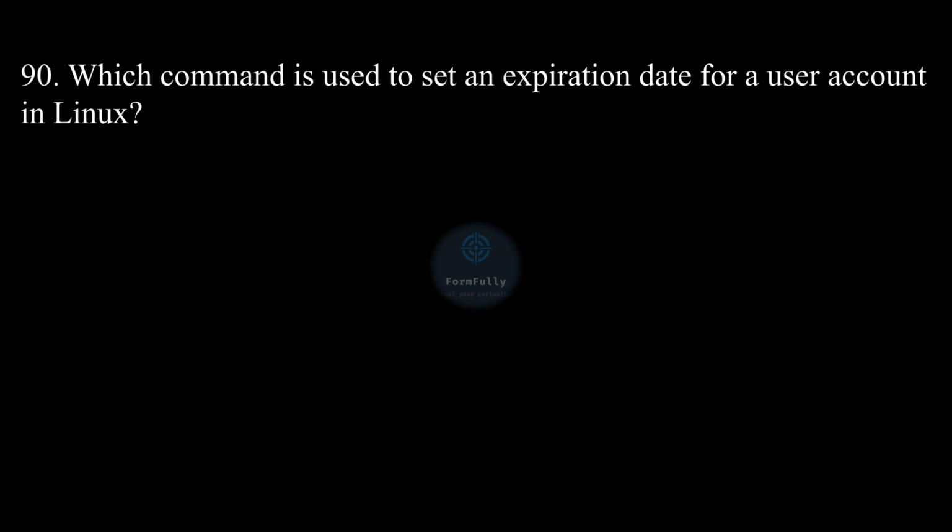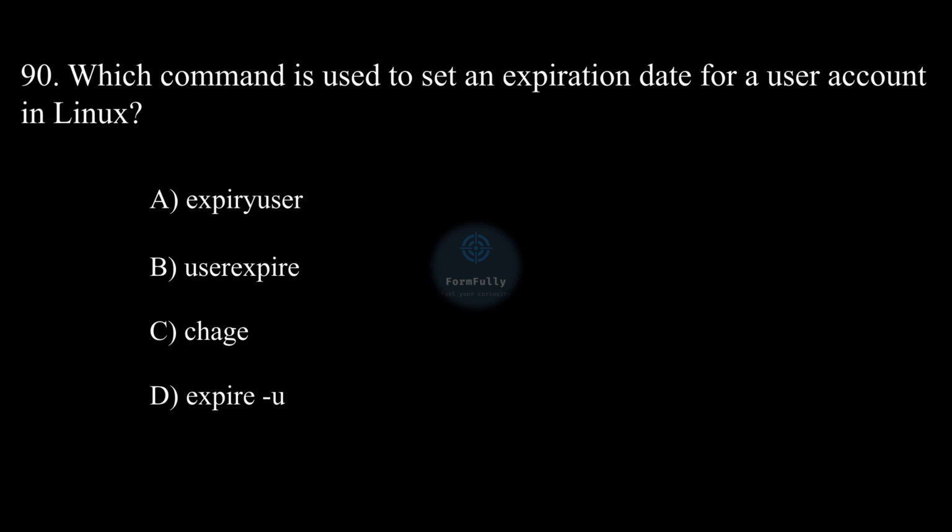Moving to next question. Which command is used to set an expiration date for a user account in Linux? Options are expiry user, user expire, chage, expire -u. So the correct command is chage. This command in Linux allows the modification of the password expiry information for a user account, including setting expiration dates or intervals for password changes and account expiration.